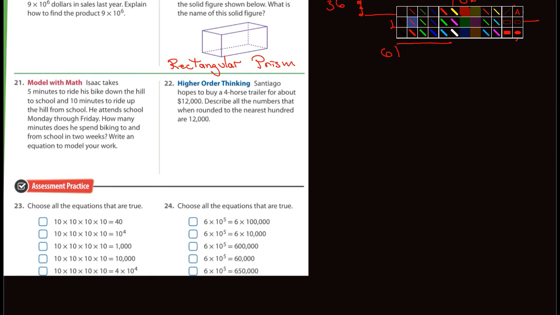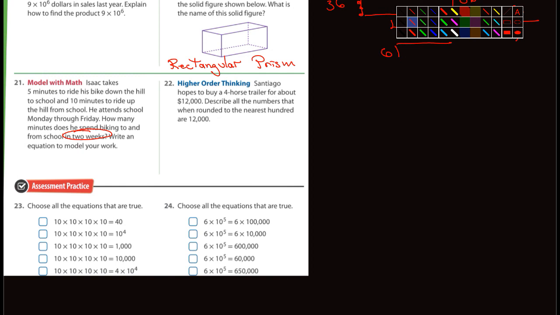So Isaac takes 5 minutes to ride his bike downhill to school and 10 minutes to ride his bike back up from school. He attends the school Monday through Friday, so that's 5 days. How many minutes does he spend riding his bike to and from school in 2 weeks? That's important. In 2 weeks, not 1 week, 2 weeks. It says, write an equation to model your work.